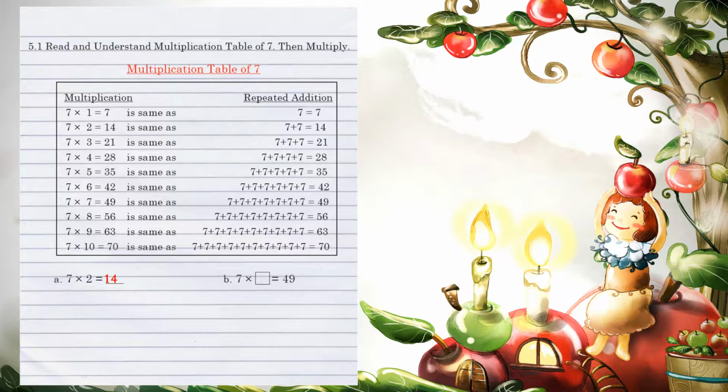7 times what number equals 49? Again, you can keep counting by 7s until you've reached the number 49, or you can repeat your pattern 7, 14, 21 until you've reached 49. You'll eventually see that you have 7 groups of 7.